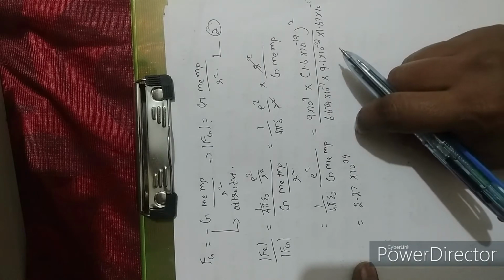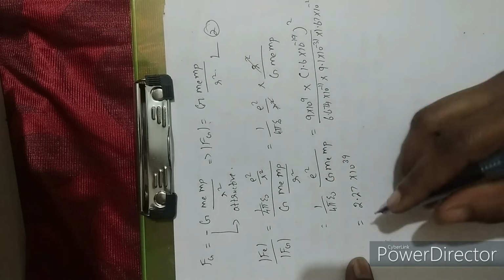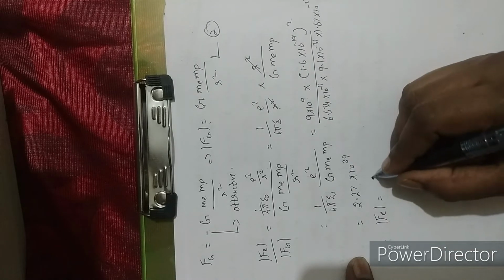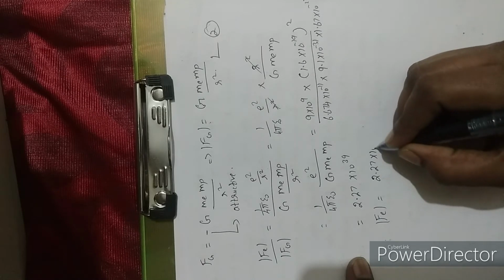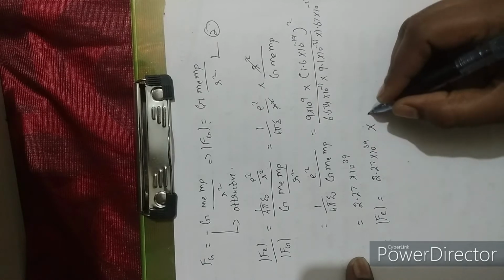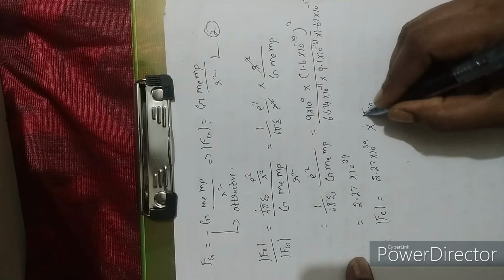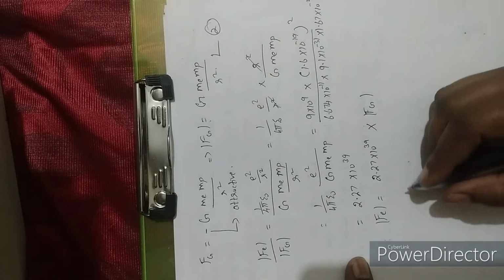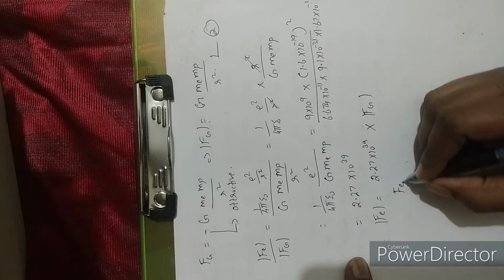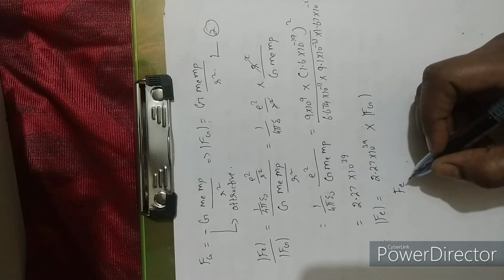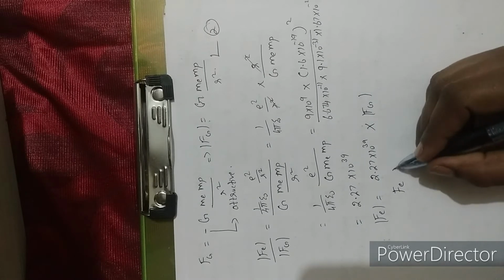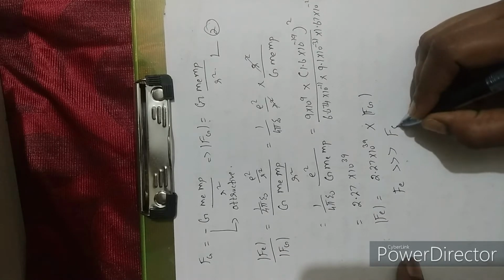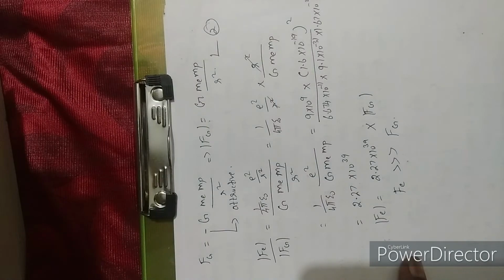No unit will be there for this ratio. Okay, right? So, from this what can I write, children? Magnitude of Fe is equal to 2.27 into 10 to the power of 39 times the magnitude of the gravitational force, right? So, from this what can you conclude? You can conclude that the electrostatic force of attraction between electron and proton is very much greater when compared to the gravitational force between the electron and the proton.